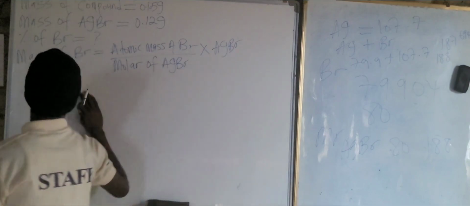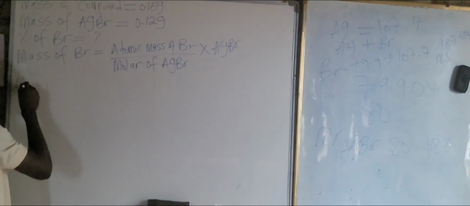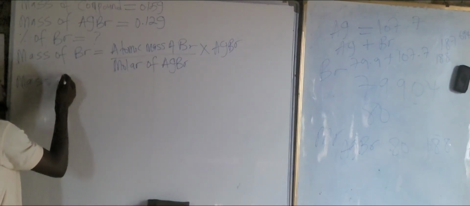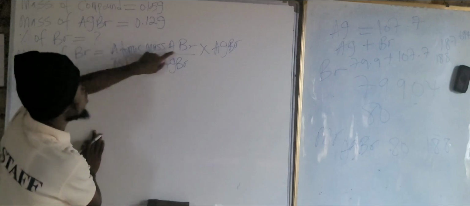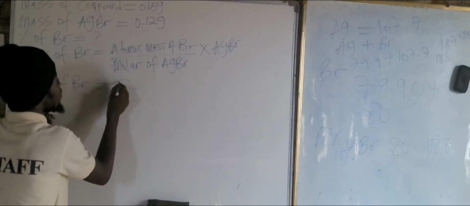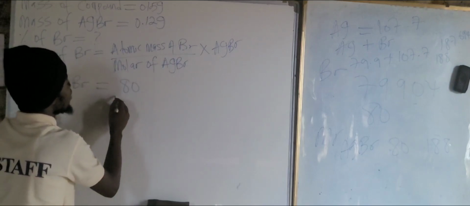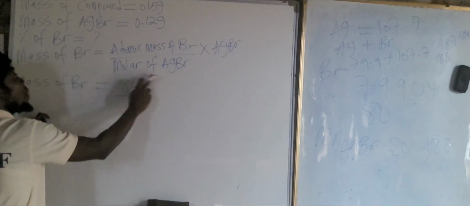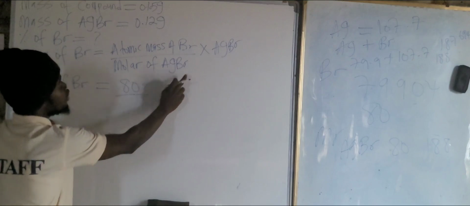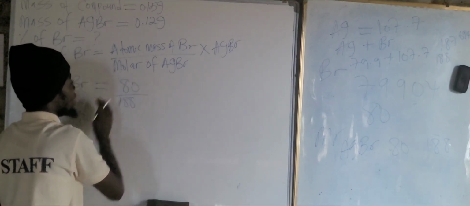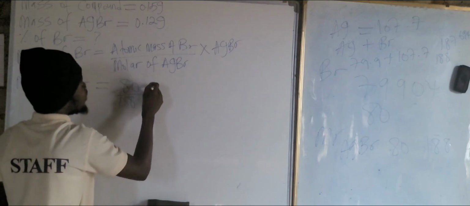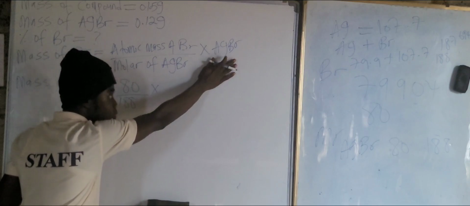But we are finding the mass of bromine, right? So the mass of bromine is equal to the atomic mass of bromine, which is 80, all upon the molar mass of silver bromide, which is 188. Everything combined, so we multiply by the mass of this.